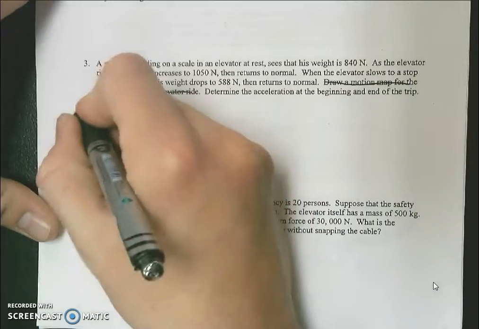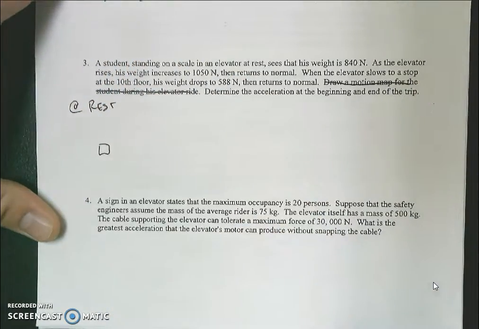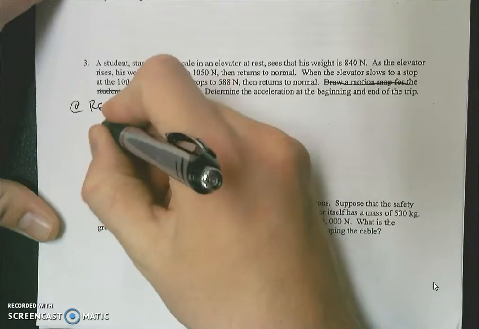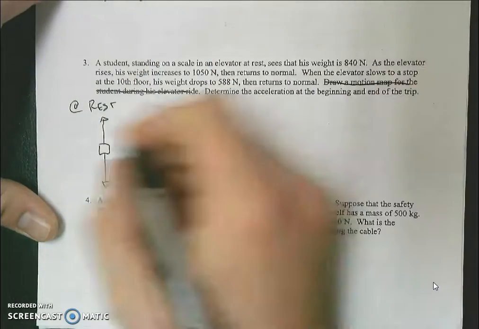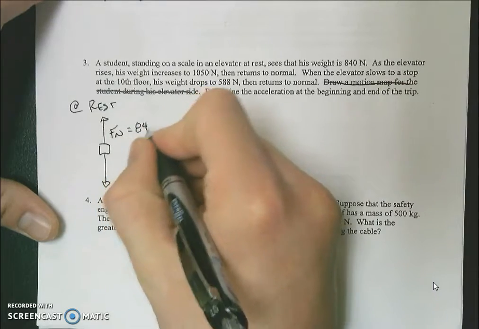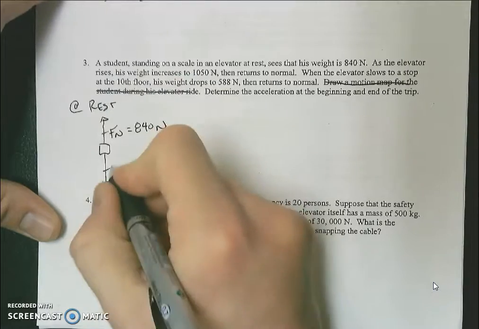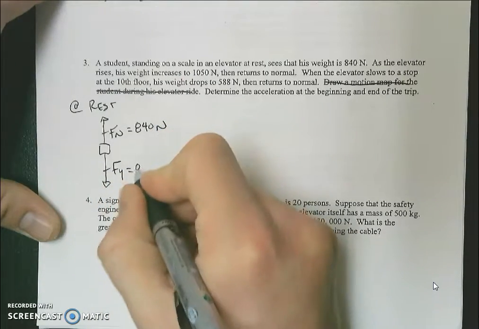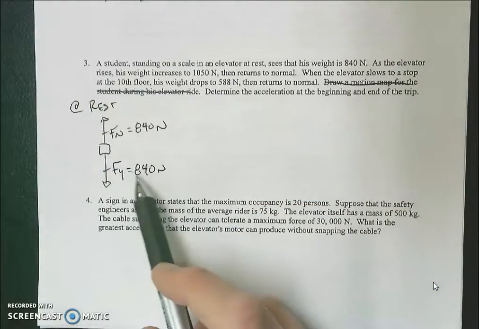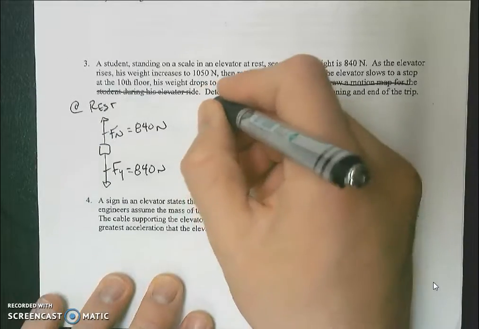So at rest, at the beginning, he's standing still in the elevator. It tells us the weight, and the scale reads 840. So we know what the scale reads is 840. And since he's at rest, these two are equal, meaning that our force of gravity is 840 newtons. Your force of gravity is your force of gravity. It's the same guy in the elevator, so it doesn't matter what the elevator is doing.